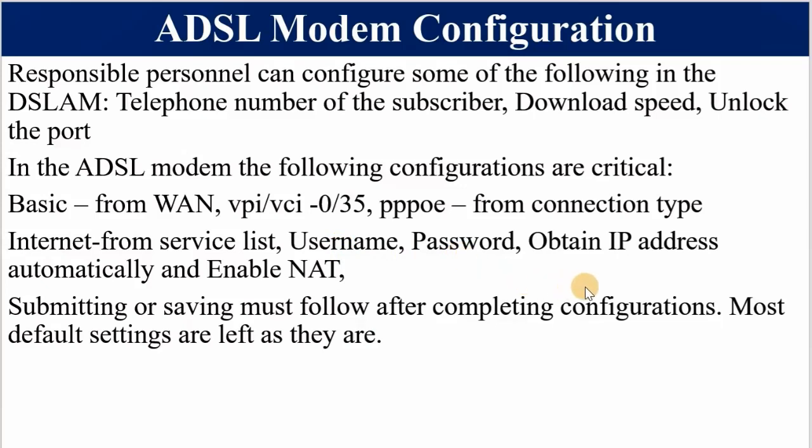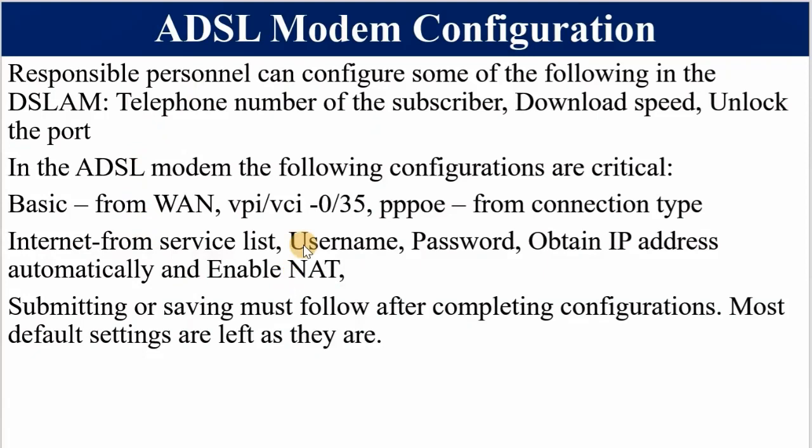server. And by default, we want our devices or the ADSL modem to obtain an IP address automatically, and you want to enable NAT since we'll be using private IP addresses on our network. So we want our ADSL modem to do network address translation, which changes private IP addresses to public IP addresses so that we are given internet access.